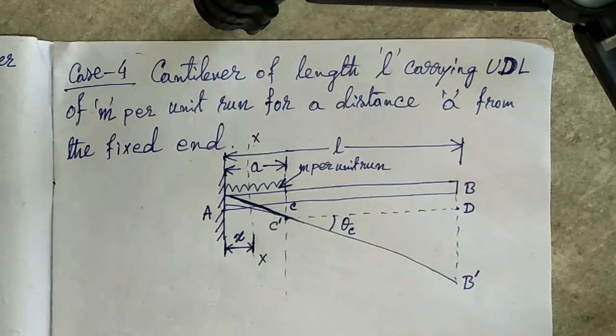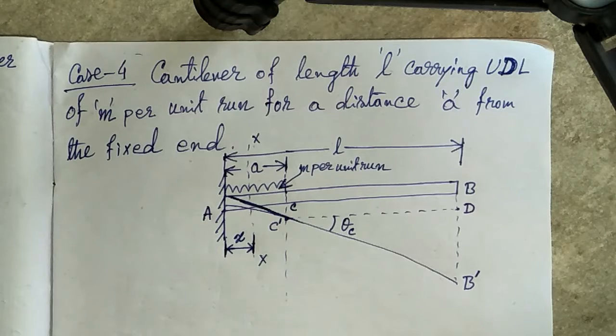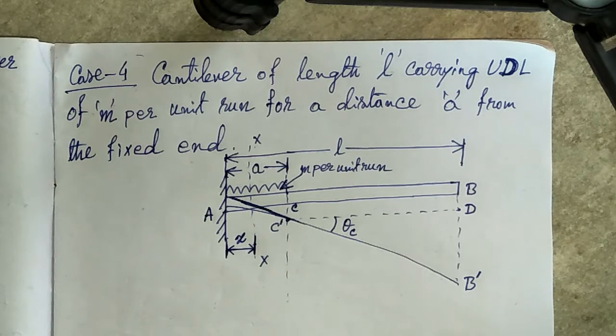So in this lecture we are going to derive the cantilever of length L carrying UDL of M per unit run at a distance A from the fixed end, the cantilever of length L with a moment applied at the free end, and the cantilever of length L carrying a distributed load with intensity varying uniformly from 0 at the free end and M per unit run at the fixed end. Okay, so let's start.